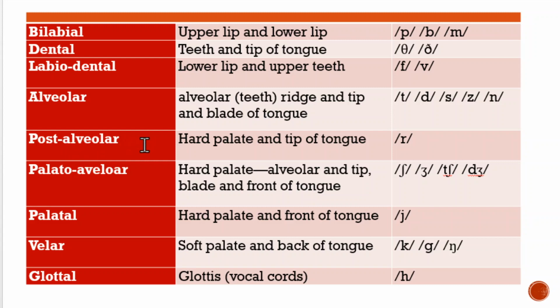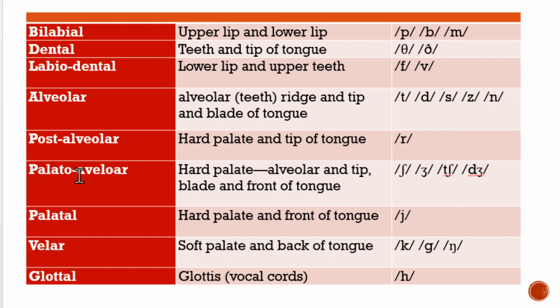Post-alveolar, as I said, your tongue moves a little beyond the alveolar region. It is nearly the beginning of the hard palate and the tip of the tongue. In English, we have the r sound, the trilled r and the normal r. It is in that region, the post-alveolar region, that we produce it. In English, there are no other post-alveolar sounds. But in Indian languages, we have so many post-alveolar sounds. For example, t, d, and n. All those are post-alveolar sounds.